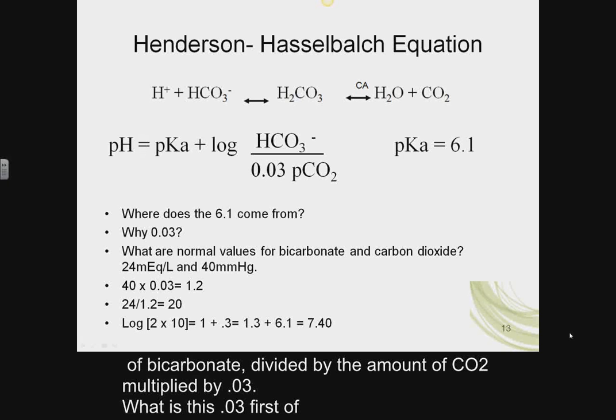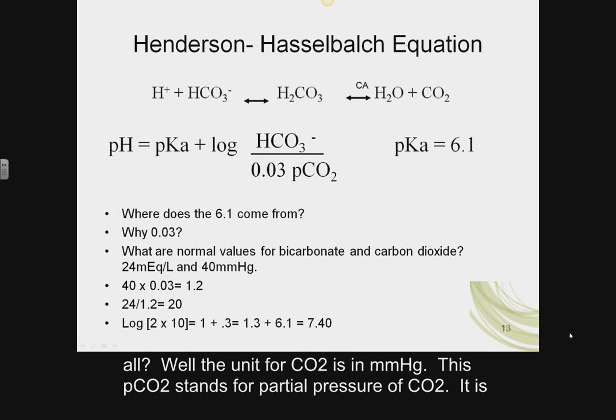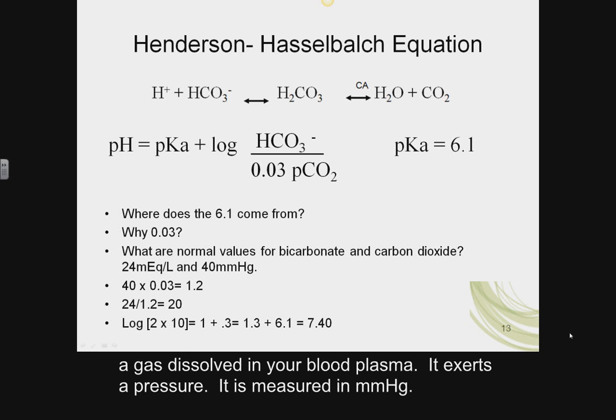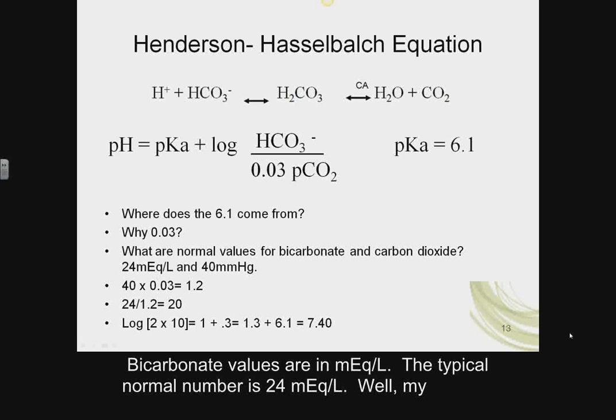Well, the unit for CO2 is in millimeters of mercury. This partial pressure, or PCO2, stands for partial pressure of carbon dioxide. It is a gas dissolved in your blood plasma. It exerts a pressure. It is measured in millimeters of mercury. Bicarbonate values are in milliequivalents per liter. The typical normal number is about 24 milliequivalents per liter.